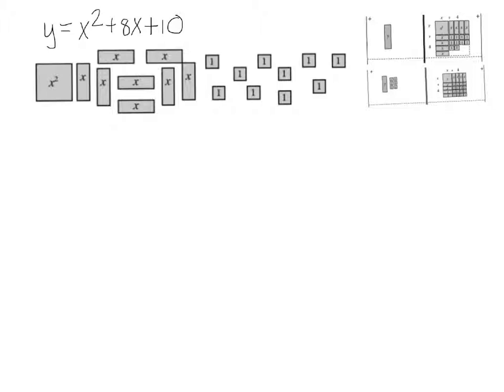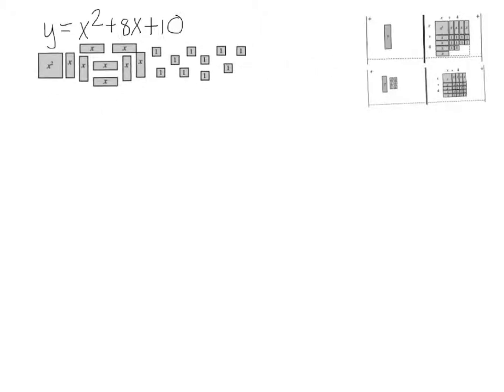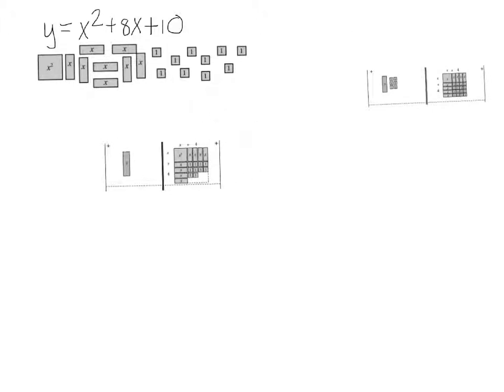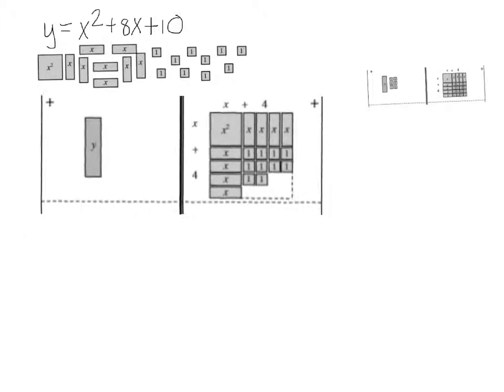The purpose of completing the square is to arrange these tiles to actually look like a square. So let's blow this up here and see what we have. On the left-hand side, I have a y. This double bar represents the equal sign, and on the right-hand side, I can arrange it with the x squared in the top left corner, and then I have my 4x's here and 4x's here because we want it to be a perfect square, meaning that the two side lengths have to be the same. And then I take my 10 units and I start filling in this bottom part.